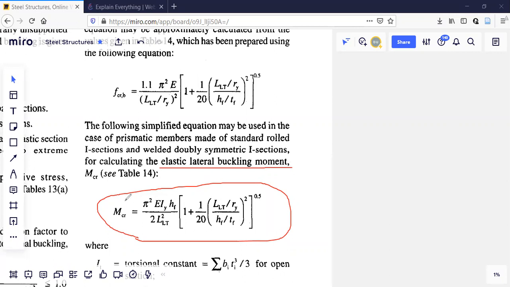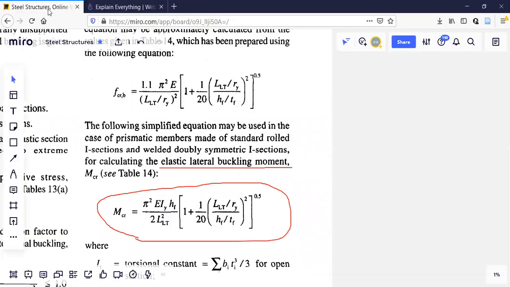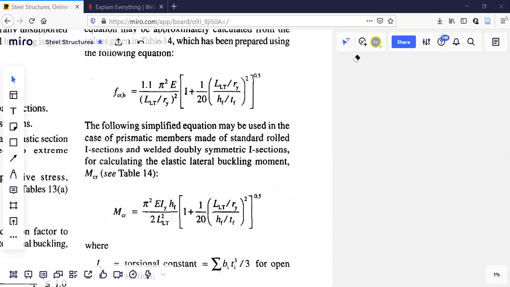If you are not comfortable with these calculations, they are a little bit lengthy. I have already given you some notes directly, that is from the Ramamrutam textbook actually. I'll show you that one. Here you can see this one. So what I'll be doing is I'm going to use this formula for solving a cantilever problem.